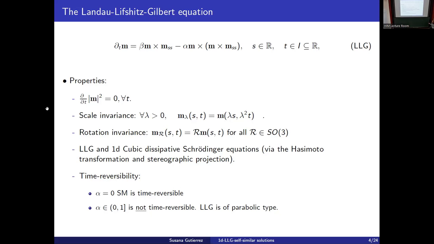And although we are not going to use the following property in this talk, one important relation is that the energy equation in dimension one is related to certain cubic Schrodinger equations, through the so-called projection. That has been relevant in the study of the stability of the singularity at the level of the parabolic regime. When alpha is zero, the Schrodinger map is time reversible, and when you start with the diffusion, obviously, it is not time reversible, and it's of parabolic type.